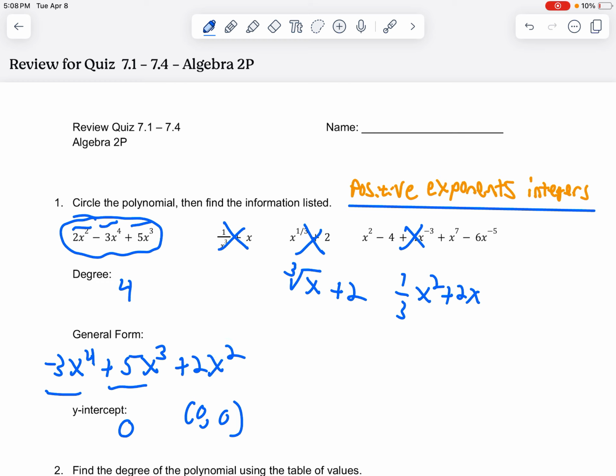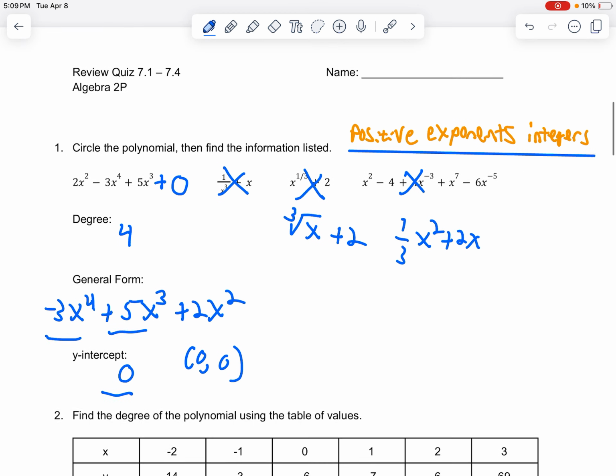Okay. The y-intercept is always going to be, if it's a polynomial, the number added at the back end. So in this case, there is no number, but let's say there was a plus 5. Then the y-intercept would have been 5. But since there is no number, you can imagine that there's a plus 0. So the y-intercept is 0, and the point 0, 0 is on the graph.